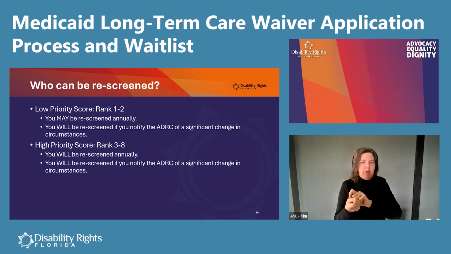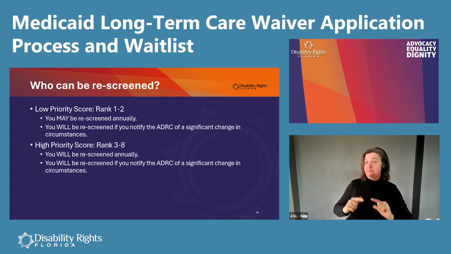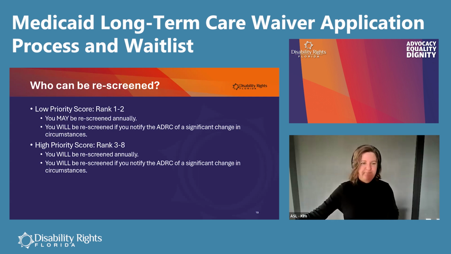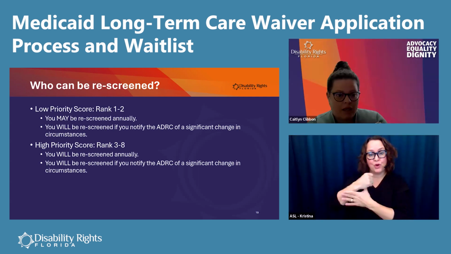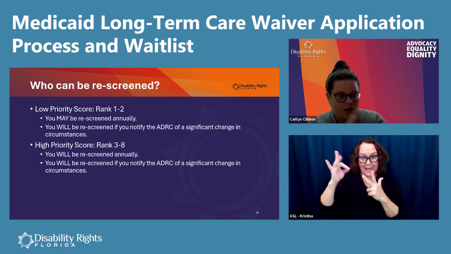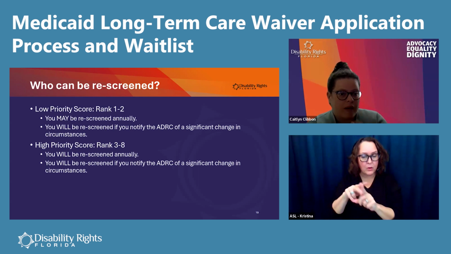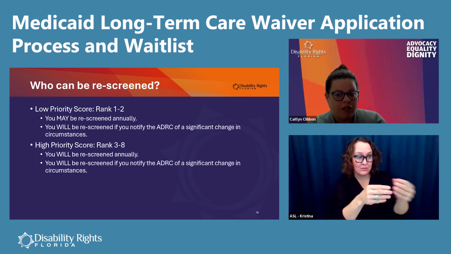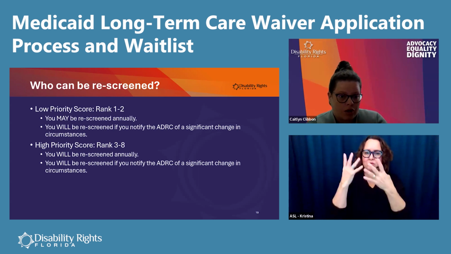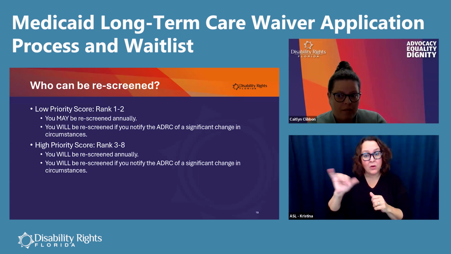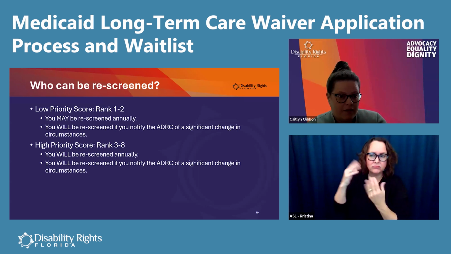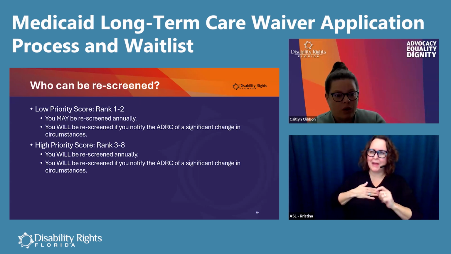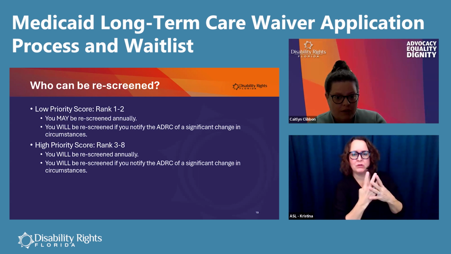But if you were initially placed in the higher priority scores, the ranks 3 through 8, they will automatically screen you every year. So you can expect to hear from them. They'll send you a letter, go ahead and respond to it and get your rescreening each year. But also, again, you can notify them and tell them you've had a significant change in your circumstances, and they will rescreen you at that point as well.